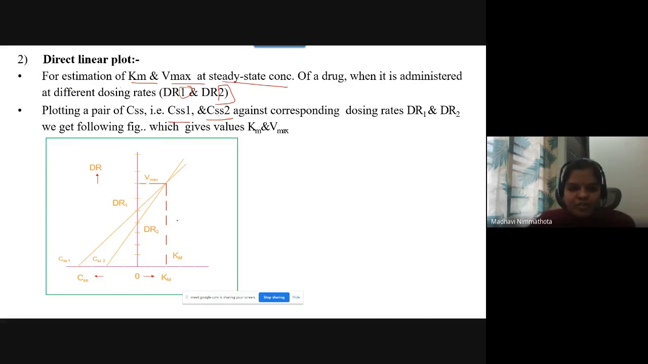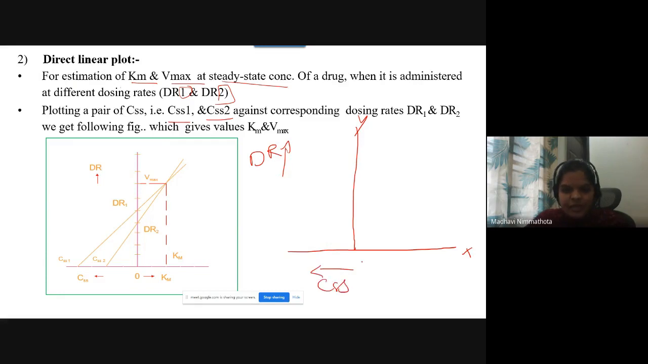So how will the plot be? See, you just plot like this. First you take the x-axis. In the middle of the x-axis you have a y-axis. See, in the middle of the x-axis you have a y-axis. So when you take the DR on the y-axis and CSS on the x-axis, okay, here it is 0 and here you get some minus values, negative values, and here you have positive values.